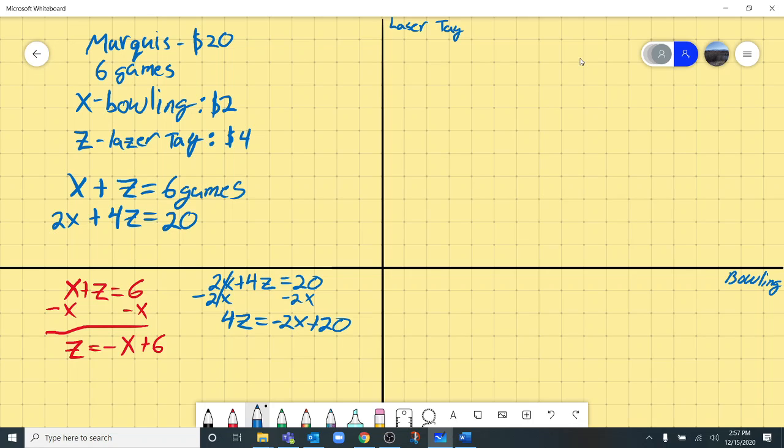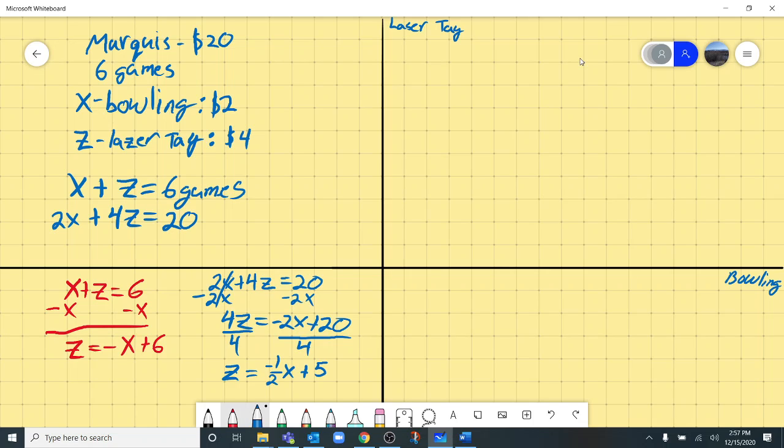Okay, so let's finish this one. We're at 4z equals negative 2x plus 20. Need to divide everything by 4. And z is going to equal negative 2 over 4, but that actually reduces to negative 1/2, right? 2 is half of 4. Negative 1/2 x. 20 divided by 4 is 5.